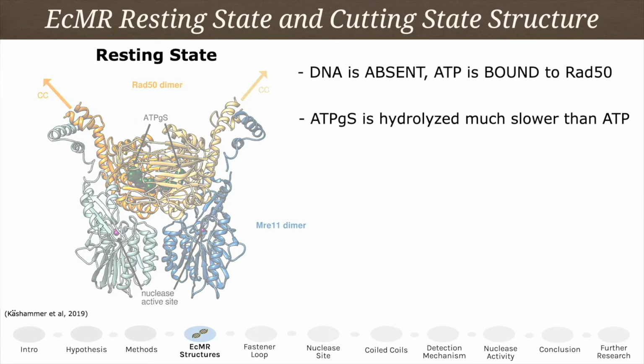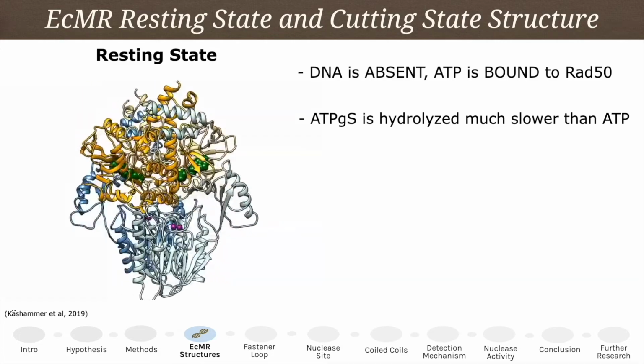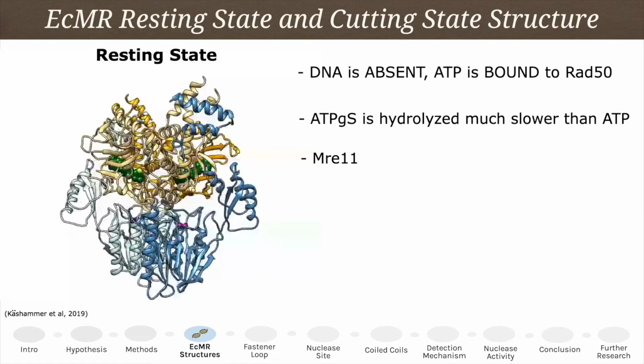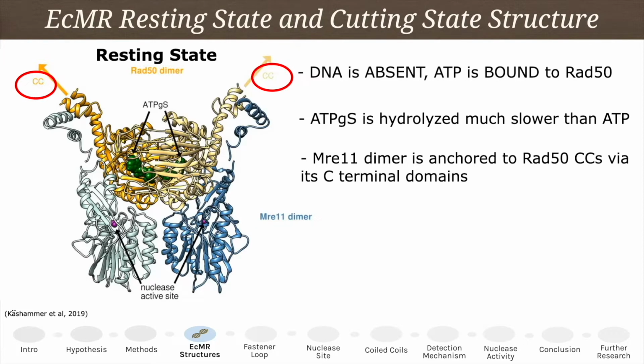Looking at the resting state structure, we can see that it is a homogeneous complex consisting of a Rad50 dimer and an Mre11 dimer. The Mre11 dimer is anchored to the Rad50 coiled coils via its C-terminal domains. We can see these two coiled coils coming off the Rad50 dimer, labeled CC. The entire structure of these coiled coils was unable to be obtained, but their angle of protrusion in this state suggests that they form wide, flexible rings.